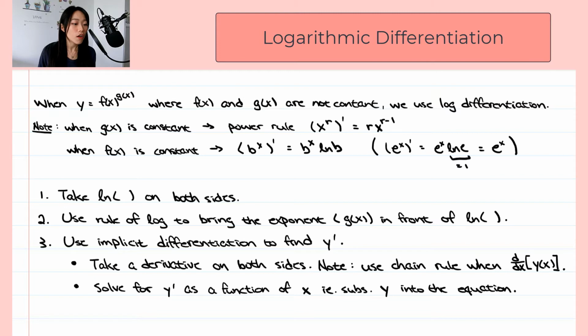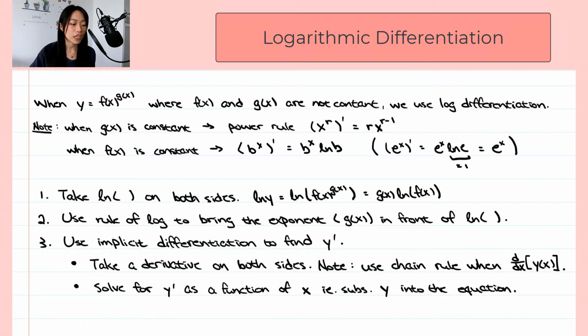Here are the 3 steps of log differentiation when you have a function of the form f of x to the power of g of x. First step, take ln on both sides. So ln of y equals ln of f of x to the power of g of x. Second step, use the rule of logs to bring the exponent g of x in front of ln. So the right-hand side equals g of x times ln of f of x. And then the third step is to use implicit differentiation to find y prime.